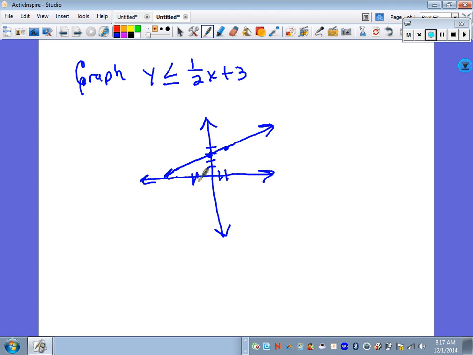Now, one of the things you have to notice though, notice that I always solved for y. And I found, even when I was an Algebra 1 student, it was much easier to do it that way, to always have y by itself, and then it was easier to know where to shade.